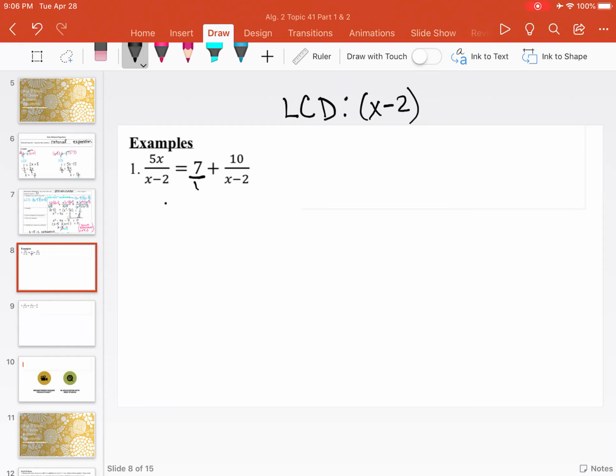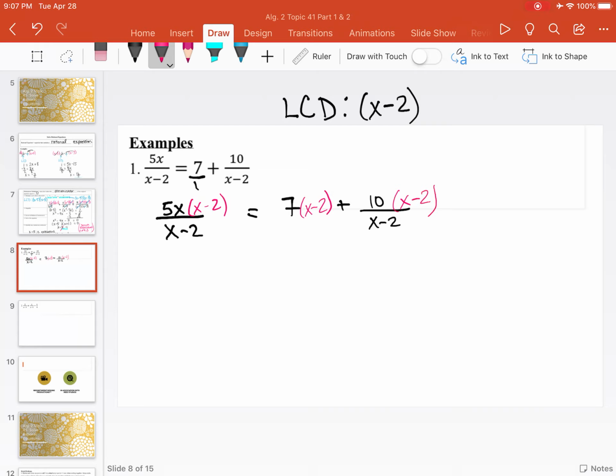So I'm going to rewrite my equation. 5x divided by x minus 2 equals 7 plus 10 divided by x minus 2. And my least common denominator that I'm going to multiply is x minus 2. You get an x minus 2, you get an x minus 2. Everybody gets an x minus 2.